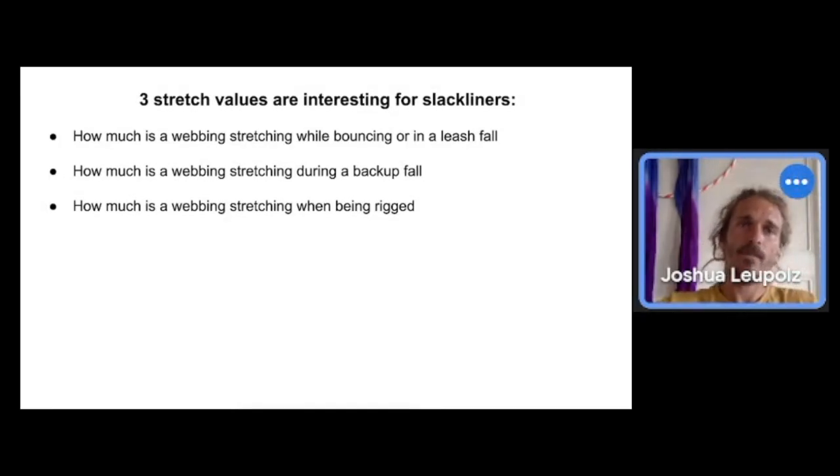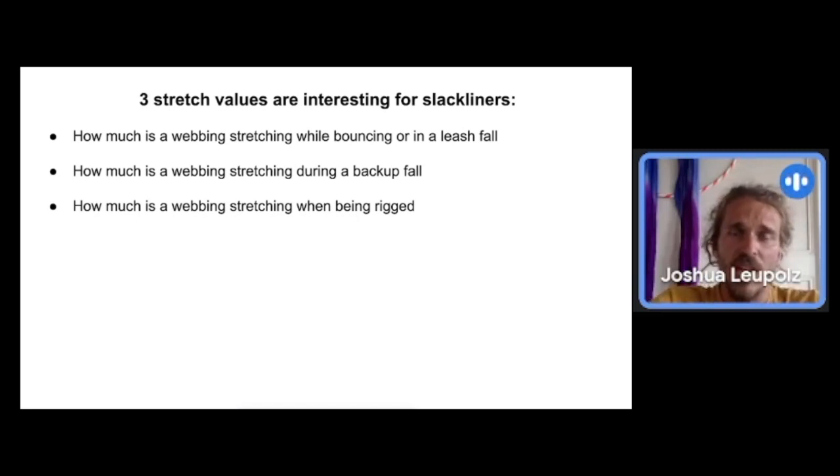And so back to which values are interesting for us slackliners. Right now we just have this one value which we get from the manufacturers, these 10% at 10 kilonewton, 5% at 10 kilonewton, or 18% at 10 kilonewton. That's one value, and we guess then how our webbing is behaving.